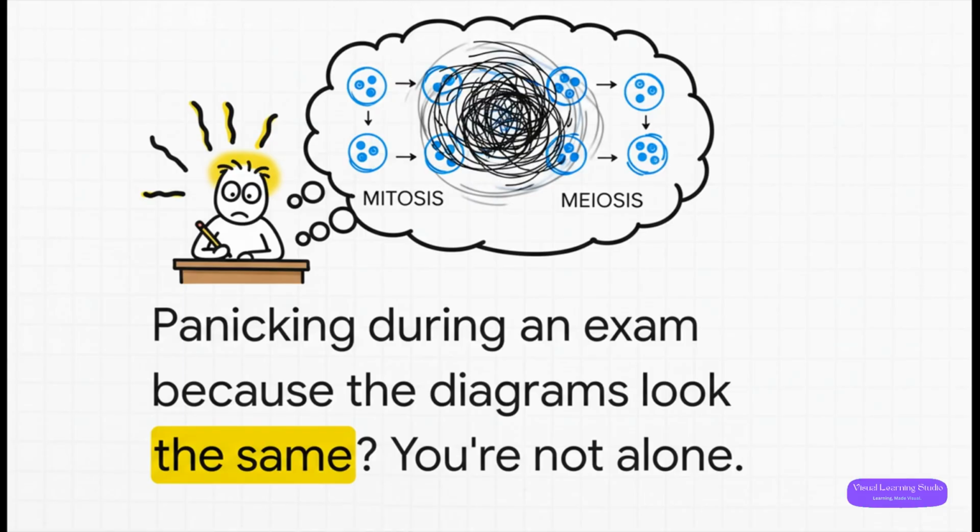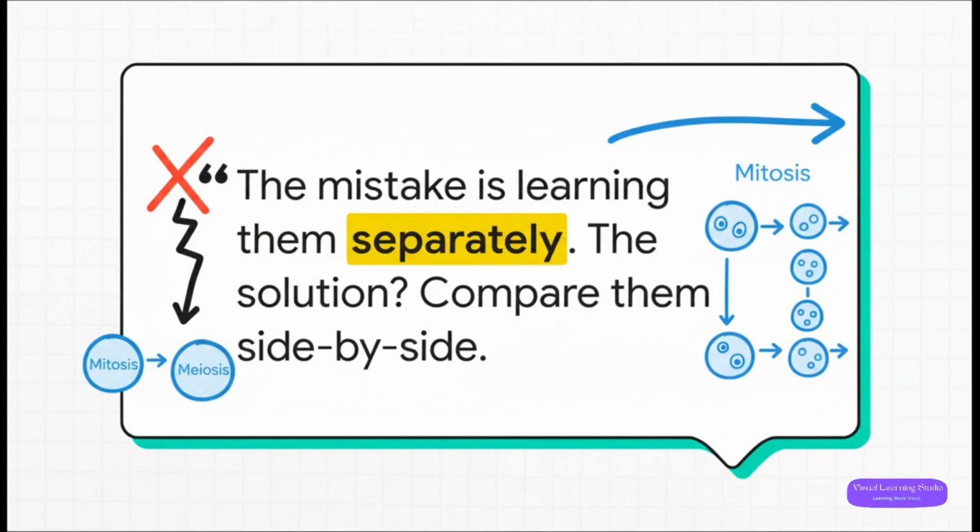We learn these two really complex processes, often back-to-back, and our brains just kind of smush them together into one big blurry mess. But here's the thing. The secret to finally getting this straight is to change your approach. See, the biggest mistake people make is trying to learn mitosis on Monday and then learn meiosis on Tuesday. That's just asking for trouble. The real trick, and what we're about to do, is to put them right next to each other and compare them. That's when the differences really pop.